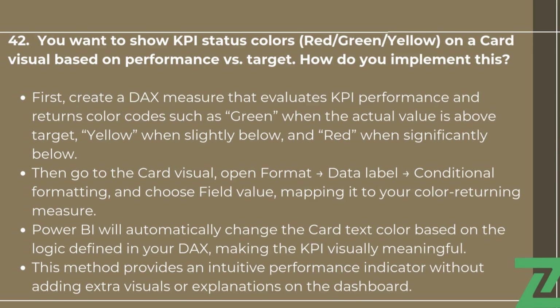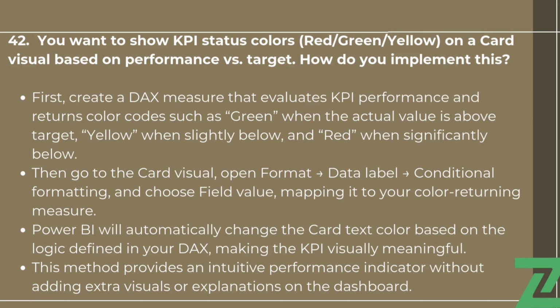42nd question. You want to show KPI status colors, red, green, yellow, on a card visual based on performance versus target. How do you implement this? First, create a DAX measure that checks the KPI performance. The measure should return color names such as green when the actual value is above the target, yellow when it is slightly below, and red when it is far below the target.